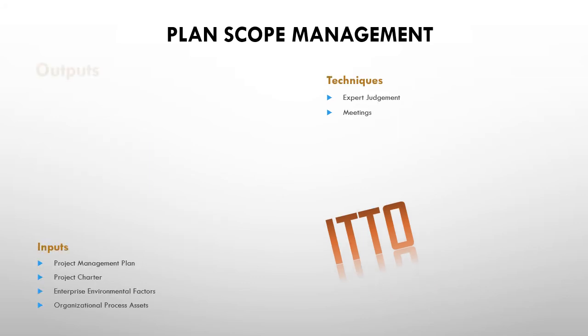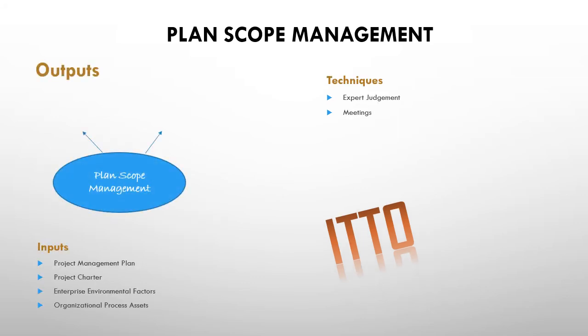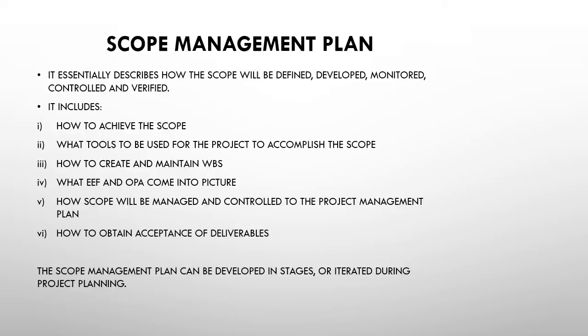Let us have a look at the outputs. Plan scope management has two outputs. One is scope management plan and the other one is requirements management plan. Let us discuss each of them separately. So the scope management plan essentially describes how the scope will be defined, developed, monitored, controlled, and verified.